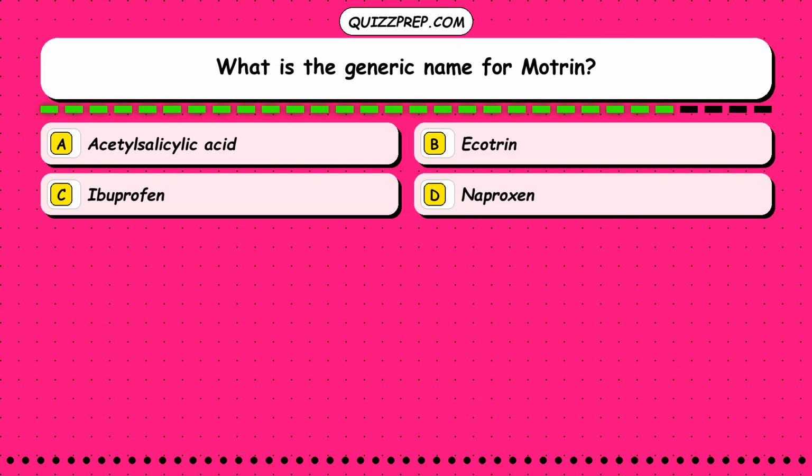Question 298. What is the generic name for Motrin? Option A, acetylsalicylic acid. Option B, Ecotrin. Option C, ibuprofen. Option D, naproxen.